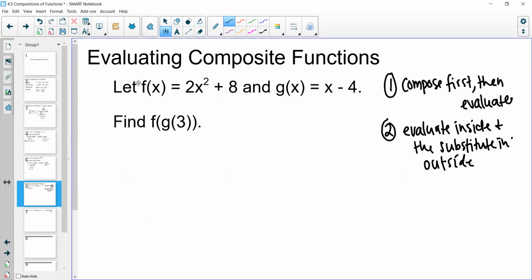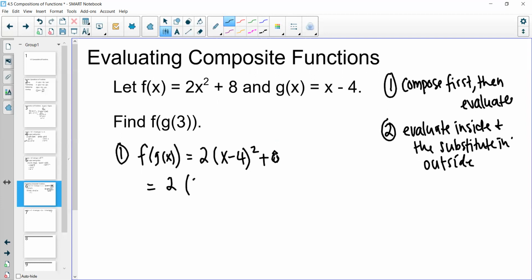So we are going to run through this problem both ways and decide which one we like the best. So the very first option is to compose the two functions. So let's do that. We've got f of g of 3. So what that means is everywhere in f of x that there's an x, we're going to put an x minus 4. So our new function, f of g of x, is going to be 2 times x minus 4 squared plus 8. Now we are going to evaluate it at 3. So everywhere there's an x in this function, I'm going to put a 3. So that means I've got 2 times 3 minus 4 squared plus 8, or 2 times negative 1 squared plus 8. And negative 1 squared is 1. So really this is 2 plus 8, or it equals 10. Awesome. So that's one way to do it.